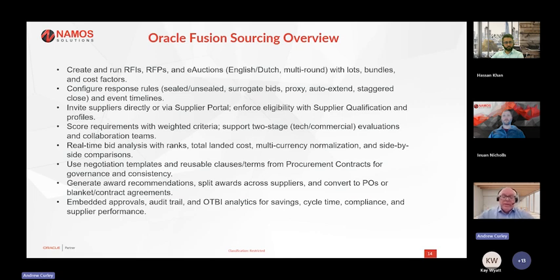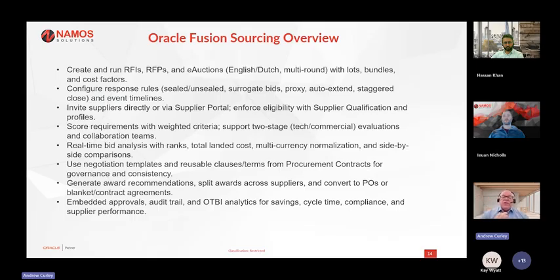We can score requirements with weighted criteria, and we can support a two-stage techno-commercial evaluation, by all teams within the business, whoever you want to be involved within the negotiation itself, and it's all collaborative. We can run real-time bids and also have that ranked, and we have a landed cost. We can do it in multi-currency, and you can do your side-by-side comparison with regards to the bids on the screen. The system can also show you its preferred bid, but again, from a procurement professional perspective, you can make the judgment about what is the best bid for a total value.